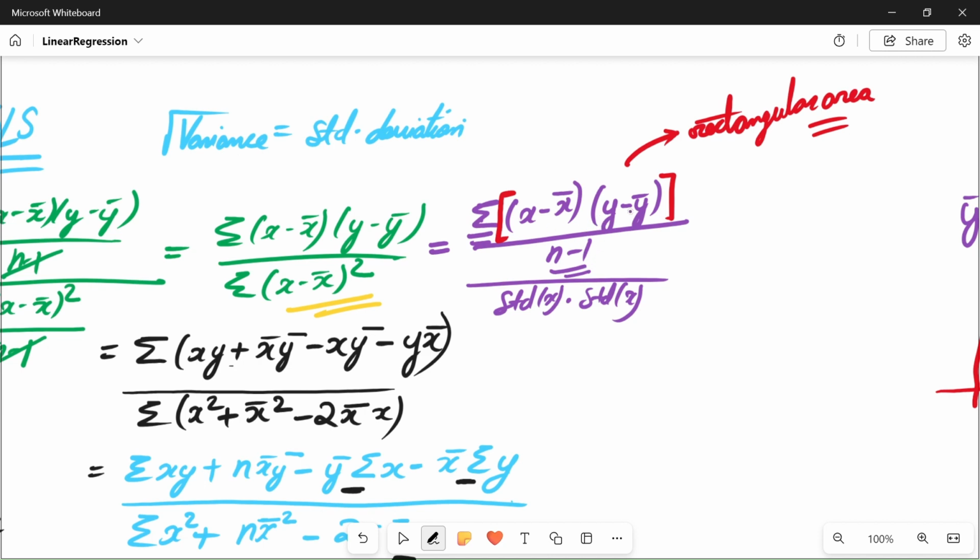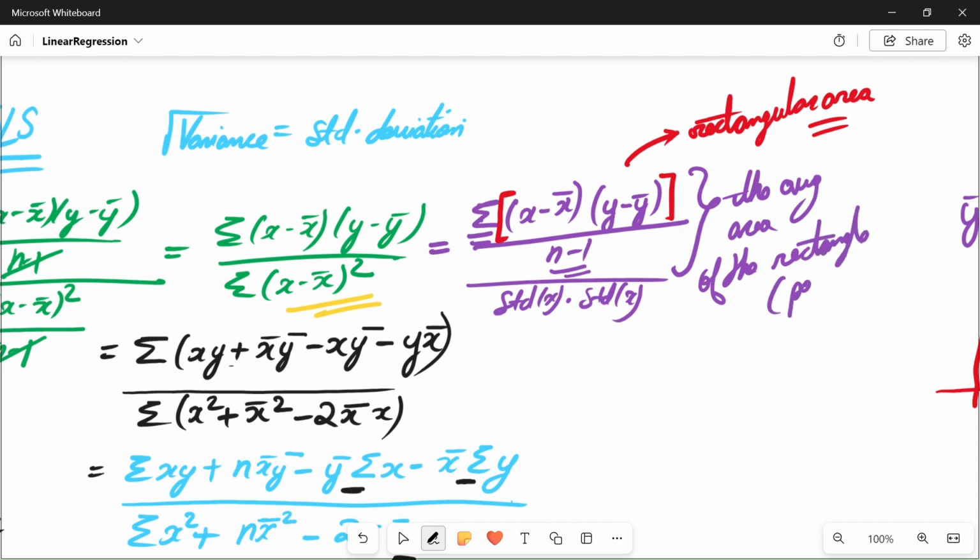So what we're actually doing cumulatively is we are finding the average area of a point rectangle. Let me call it a point rectangle. That would be better. So we are actually finding the average areas for all of the point rectangles that we have.